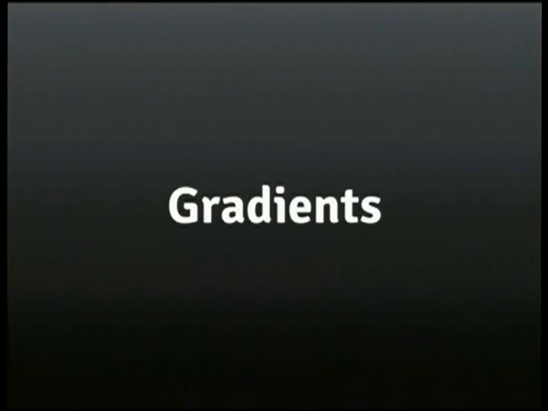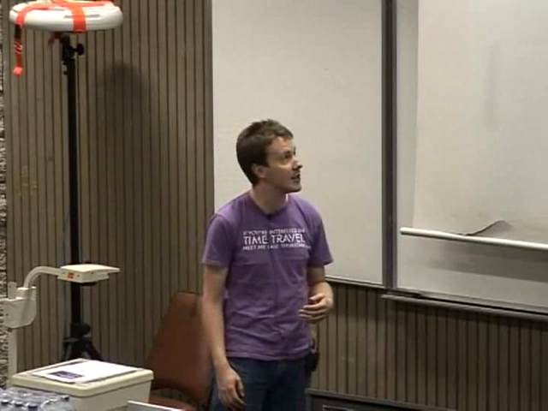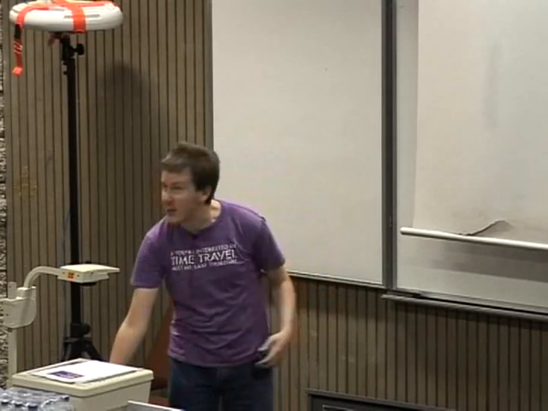One of the things I think most people will have played with is the new gradient support. Why would you use it? You get hardware acceleration, you don't have image size limits, which on iOS you can hit really easily, because I think it's 3 megapixels from memory is the maximum size of a background image. And you don't get weird scrolling effects. People who have Android phones, if you noticed how images sort of posterize as you scroll, because they go down to a low color depth, don't get that.